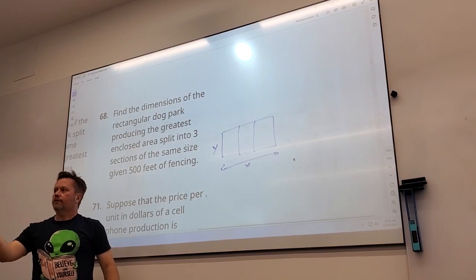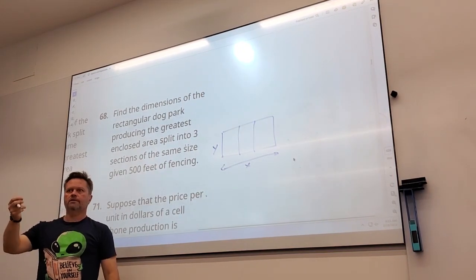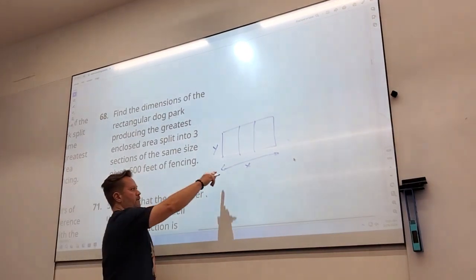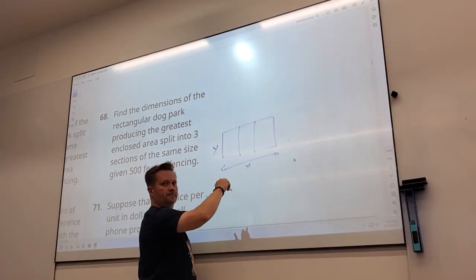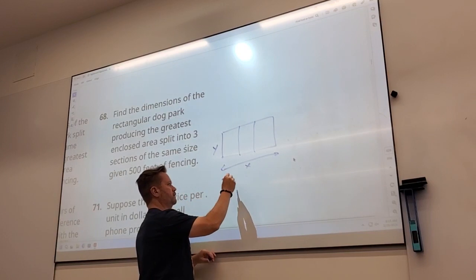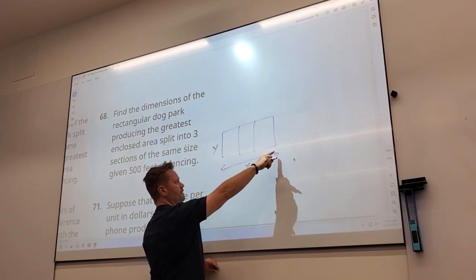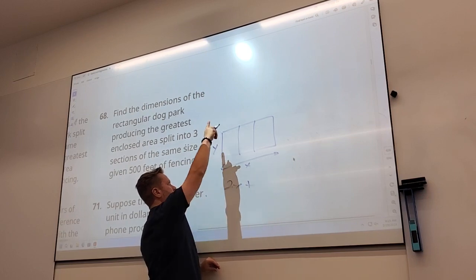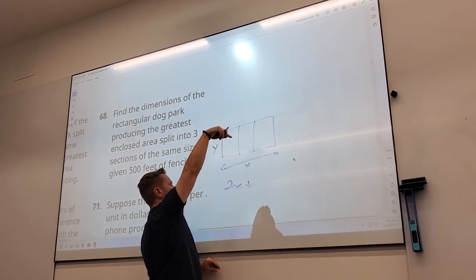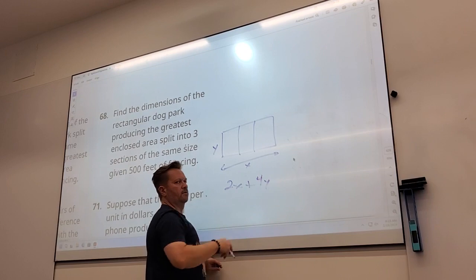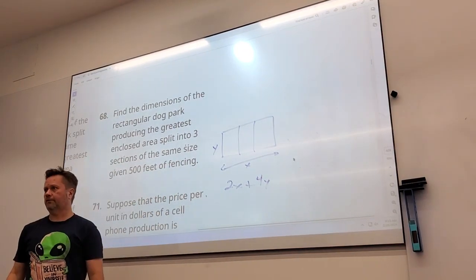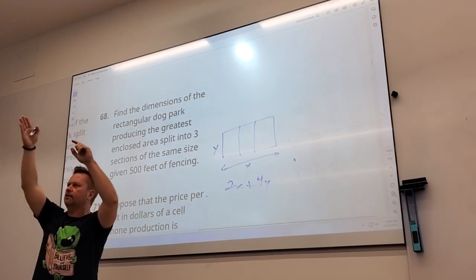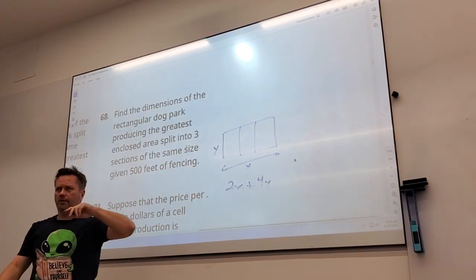So I got 500 feet of fencing. What does the 500 feet of fencing need to go into creating? The fence. How many X lengths? 2. Let's get more specific than the fence. How many X's? 1, 2. And how many Y parts? 1, 2, 4. Why is it 4? Because there's 4. How many fence lines do I need going up and down? 4. Yes.